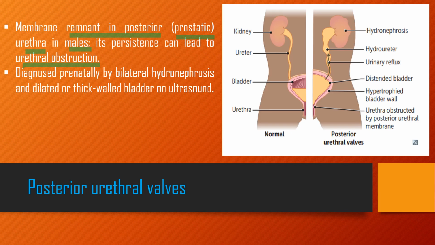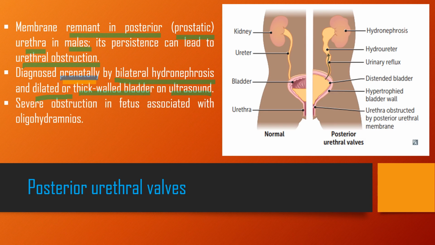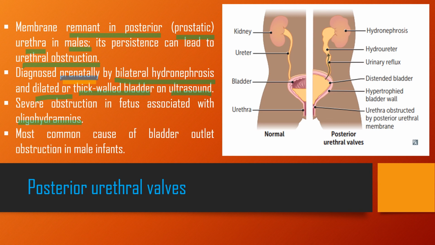It can be diagnosed prenatally by bilateral hydronephrosis and a dilated or thick-walled bladder on ultrasound. Severe obstruction in the fetus is associated with oligohydramnios, and it is the most common cause of bladder outlet obstruction in male infants.